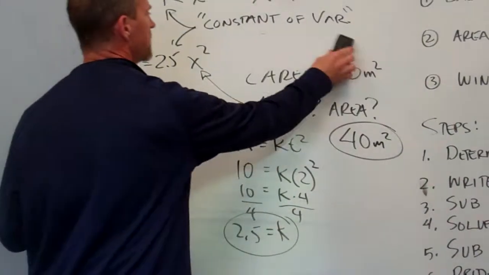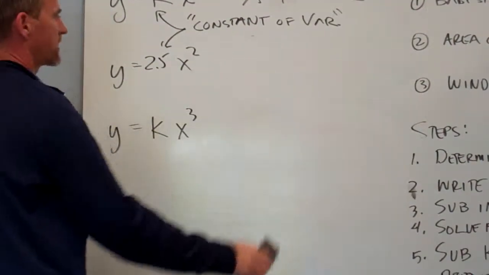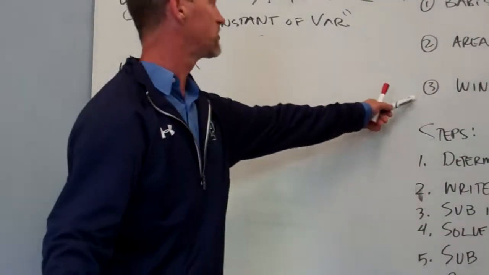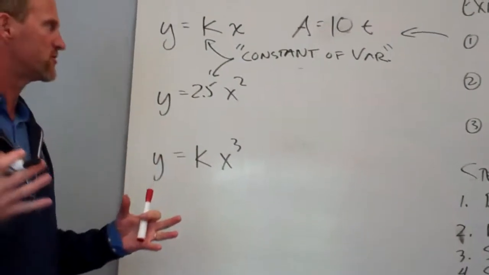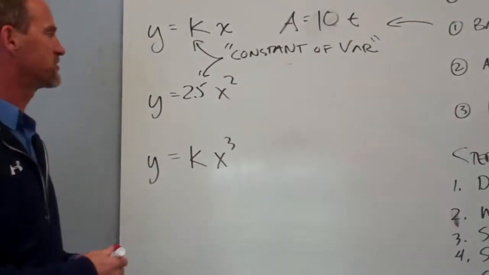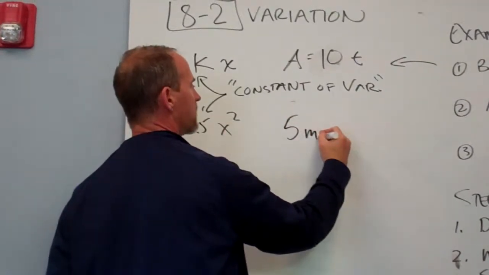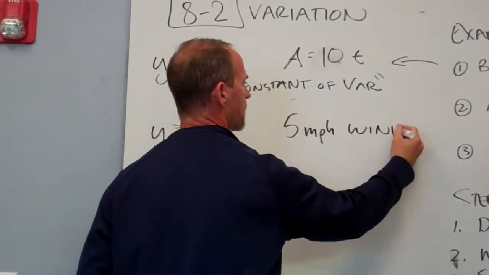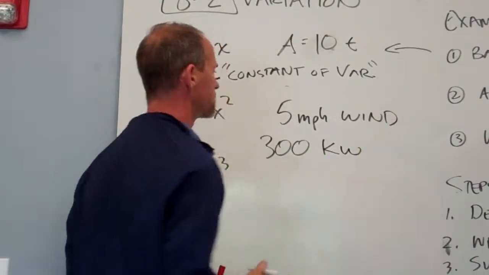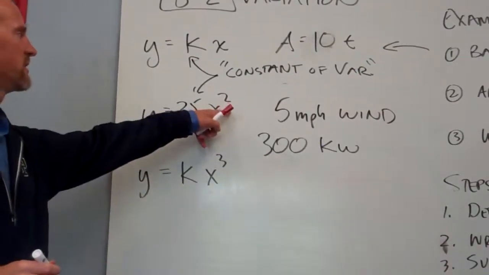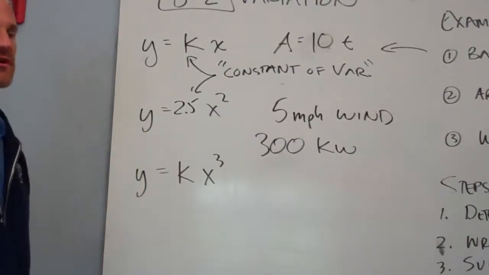Here's one where I'll give you the data, and you can pause and try it on your own, and then quick check and see if you are correct. All right? Wind power is known to be a cubic variation. Wind can get more strong, and the amount of power you generate goes up by a cubic variation. So we'll say that a 5 mile per hour wind will produce 300 kilowatts. Okay, so it's a smallish generator. A 5 mile per hour wind is producing 300 kilowatts, and you're told in the word problem that it's a cubic variation.